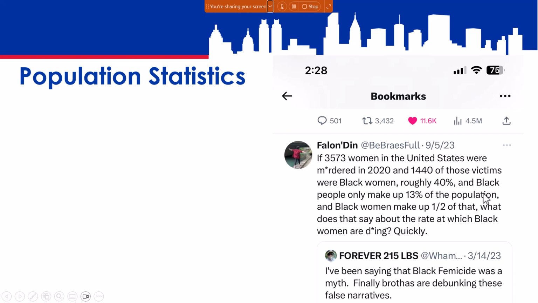So, 13% of the population, yeah, blacks do make up 13% of the population. But there's no way that half of the black women population is being unalived, because that would be way more than 1440, right? Yeah, because there are millions of black people in this country. But if you just didn't pay this much attention, it's like, oh wow, half of black women are being unalived every year. That's not entirely true.